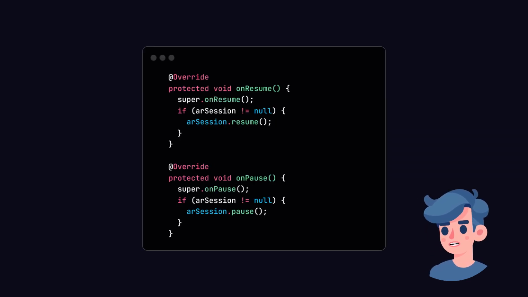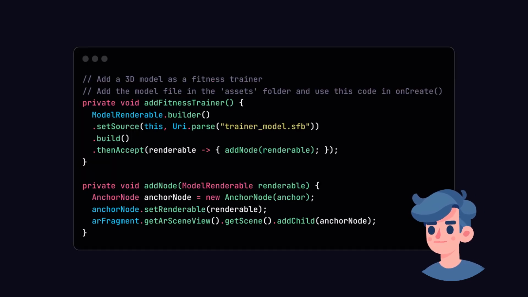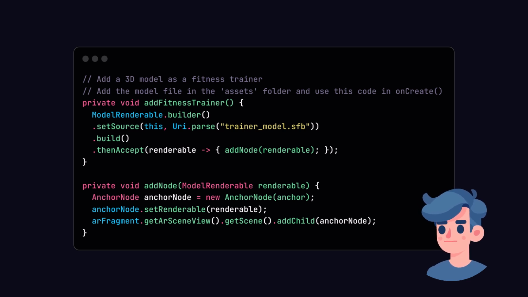Make sure to declare the AR scene view in your activity's layout XML file as shown. This view will render the AR content. Next, we need to handle the AR session lifecycle. Here, we start and pause the AR session based on the activity's lifecycle. We will also need to render some content for our users.